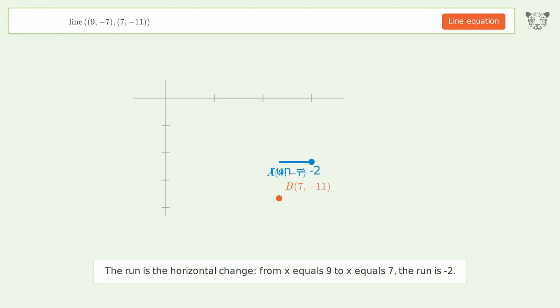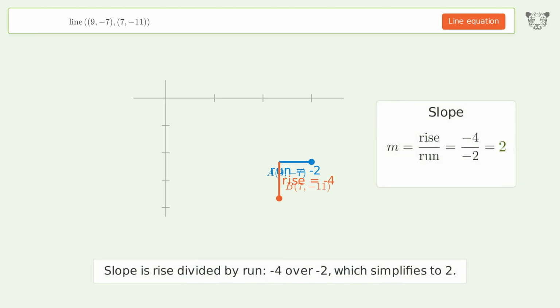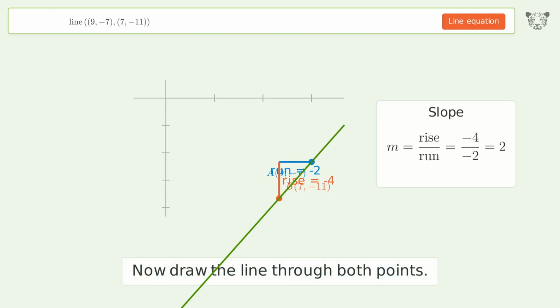The run is the horizontal change, from x equals 9 to x equals 7, the run is -2. The rise is the vertical change, from y equals -7 to y equals -11, the rise is -4. Slope is rise divided by run, -4 over -2, which simplifies to 2. Now draw the line through both points.